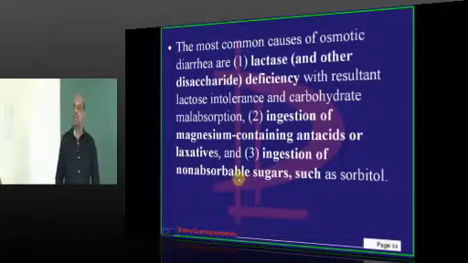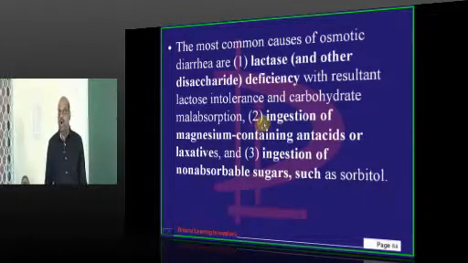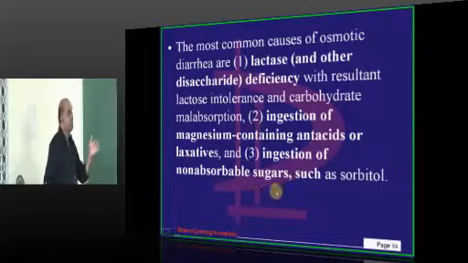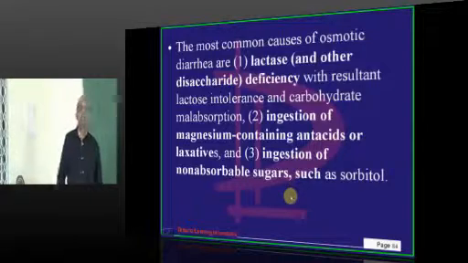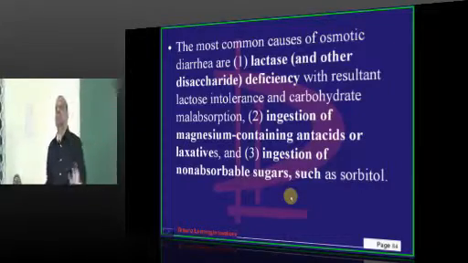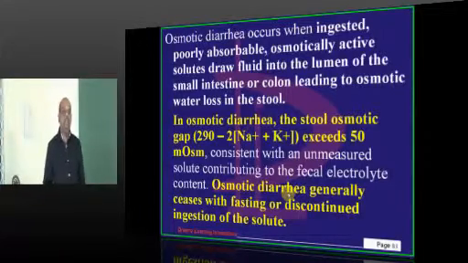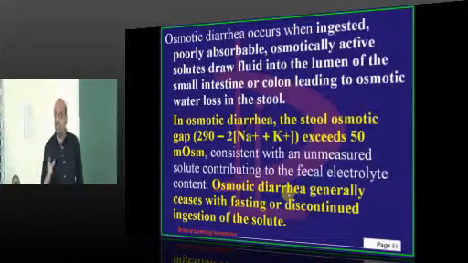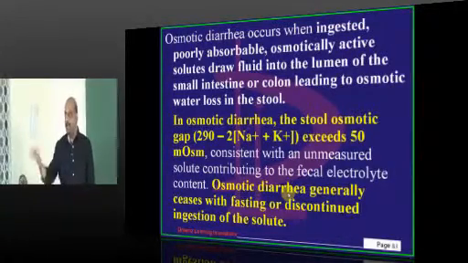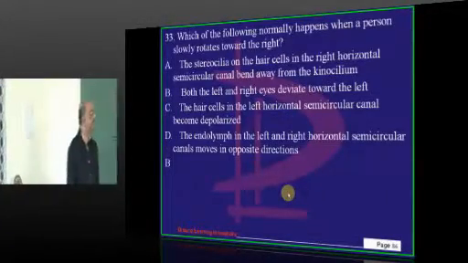Similarly, what are the causes of the osmotic diarrhea? Anybody suffers lactase deficiency, or if you are taking magnesium containing antacids or laxatives, or if you have ingested sorbitol like sugar, any of them can lead to development of osmotic diarrhea, but osmotic diarrhea stops if you do fasting. Secretory diarrhea doesn't stop. Then you will also take the stool and check the osmotic gap. Osmotic gap is increased if it is osmotic diarrhea, but it is normal if it is secretory diarrhea, which is the other important difference.